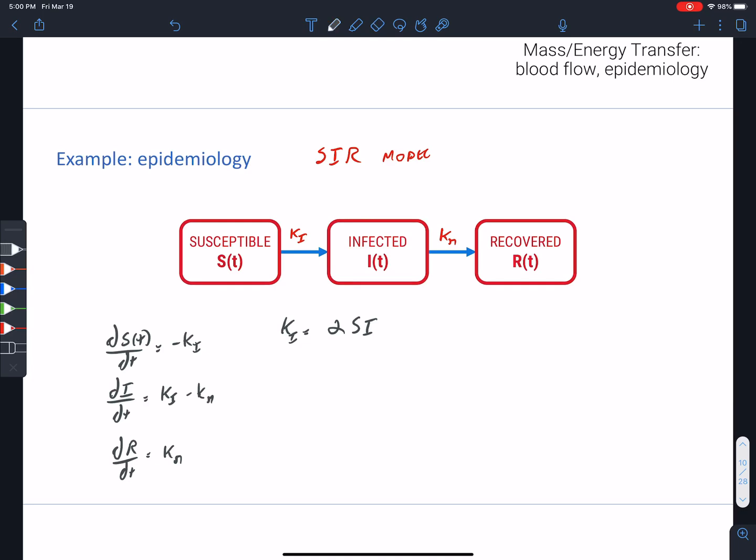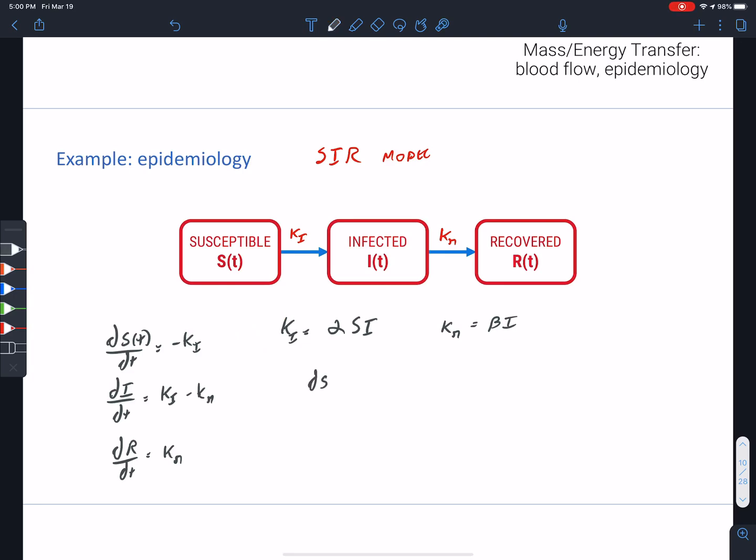Likewise, we can assume a model for the recovery rate constant, which could be simply another constant beta times the number of infected people. So let's say in a week, for example, X percentage of infected people will recover to the immune state. With these two things, we can now plug them in here, so we can restate these equations.